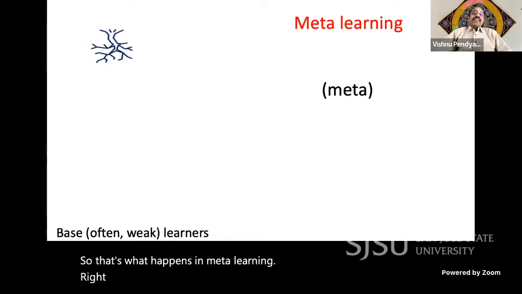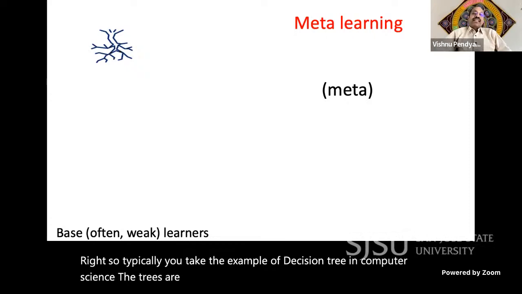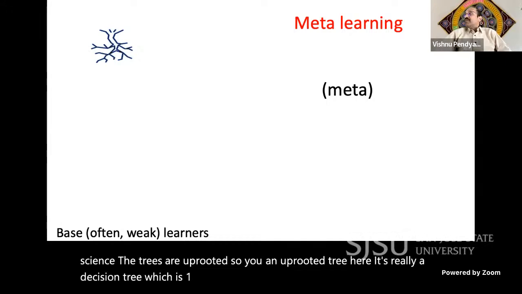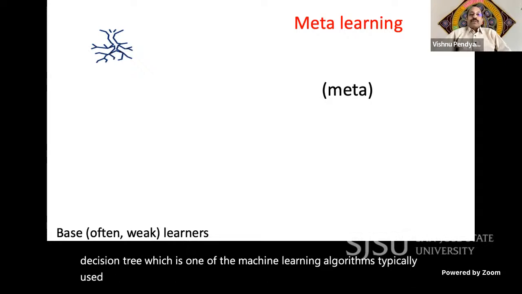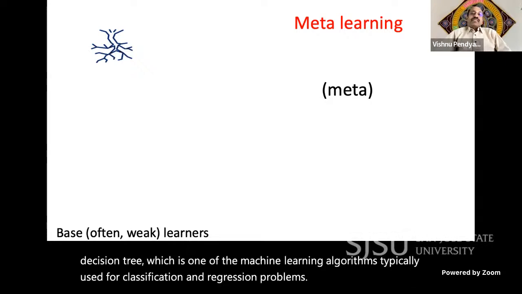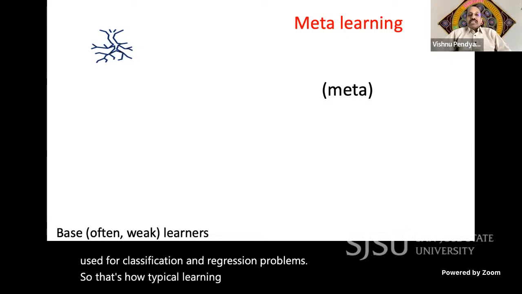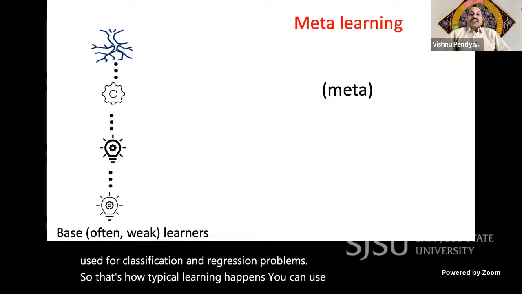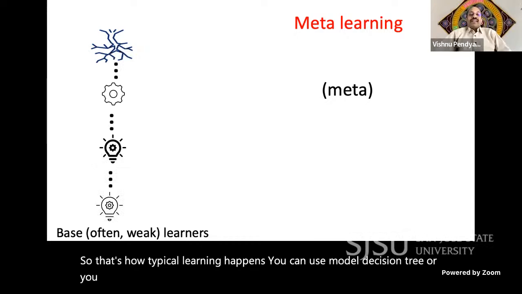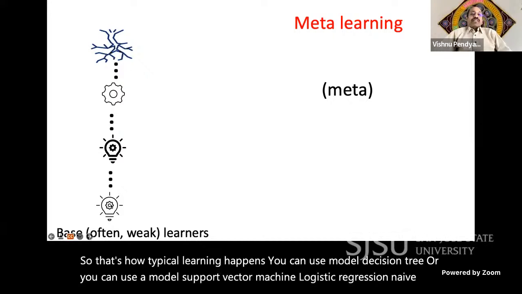So typically, you take the example of a decision tree. In computer science, the trees are uprooted. So you see an uprooted tree here. It's really a decision tree, which is one of the machine learning algorithms typically used for classification and regression problems. So that's how typical learning happens. You can use a model like a decision tree, or you can use a model like support vector machine, logistic regression, naive Bayes. So these are all models, right?